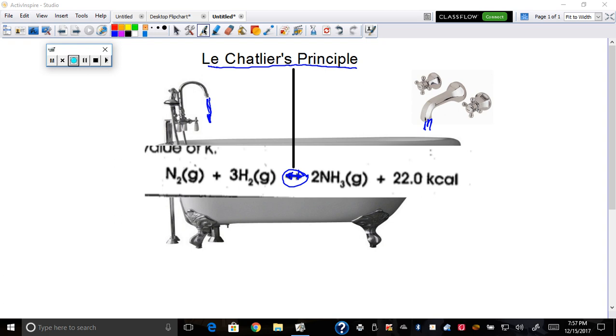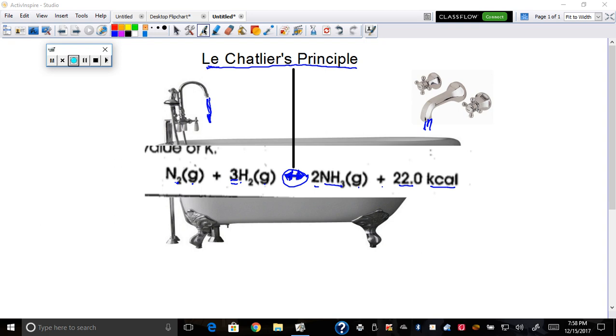This chemical reaction right here, all gases, means you have nitrogen gas, you have 3 moles of hydrogen gas, and you have a double arrow, meaning it could go to the right and make 2 moles of ammonia gas plus 22 kilocalories of heat, or you could turn it around the other way and make nitrogen gas and hydrogen gas again.